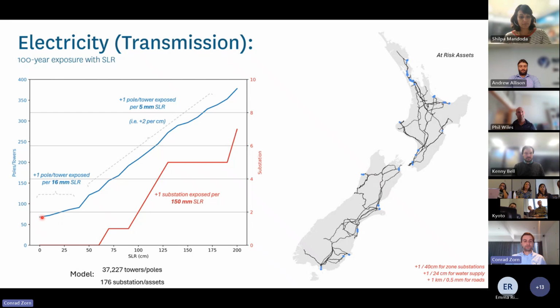is that we have a certain number that are getting wet already, that are already exposed to this. Some of them are already designed for that. They're crossing estuaries and things, that's all right, but they're still exposed to the hazard. Within the first 20, 30, 40 centimetres of sea level rise, we don't see much more additional exposure. Here it's about one pole or one transmission tower per 16 millimetres of sea level rise. And then from there, it starts accelerating, with these assets that are slightly removed from the coast, when you're getting up to some serious sea level rise.